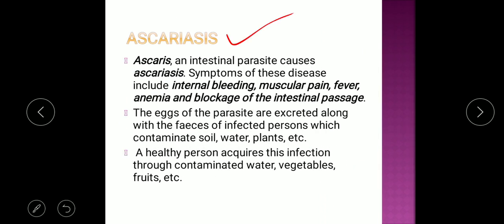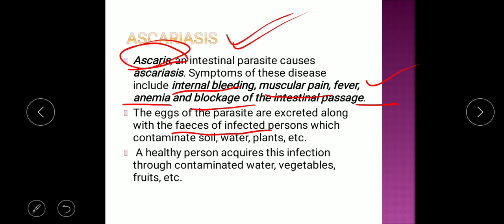Now come to ascariasis. Ascariasis is caused by the helminthic worm called Ascaris. The symptoms are internal bleeding, muscular pain, fever, anemia, and blockage of the intestinal passage. The eggs of the parasite are excreted through the feces of the infected person, and the fecal matter releases these eggs, which contaminate the soil, the water and the plants. A healthy person acquires this infection through contaminated water, vegetables, fruits, etc.